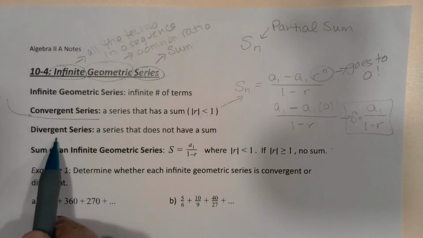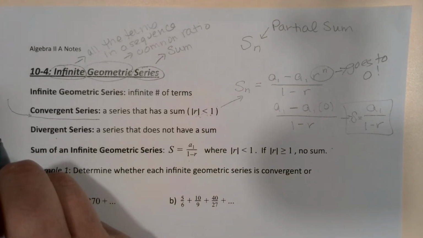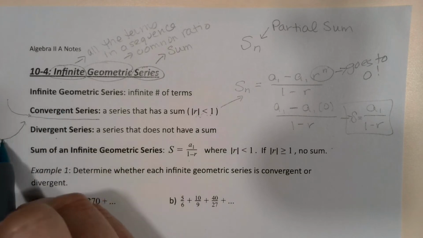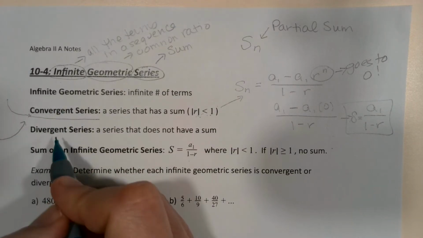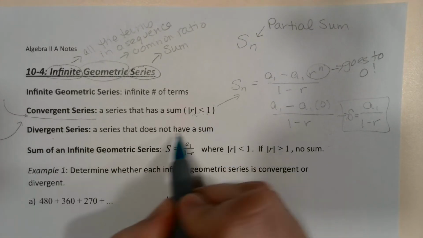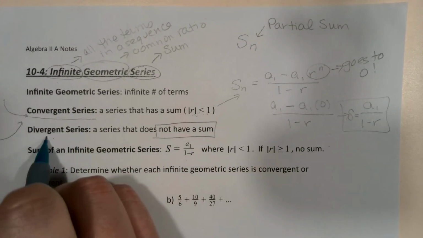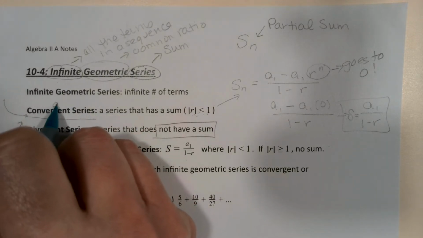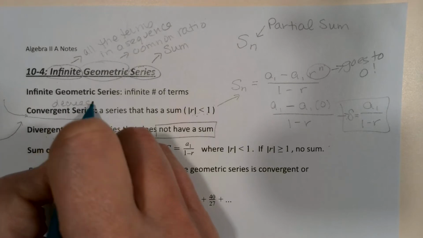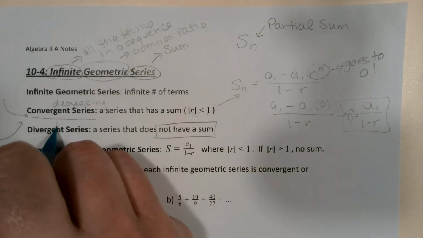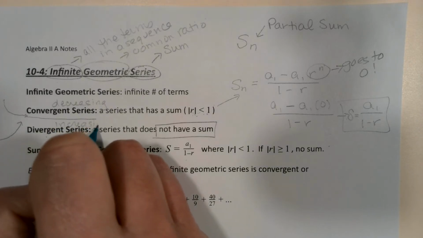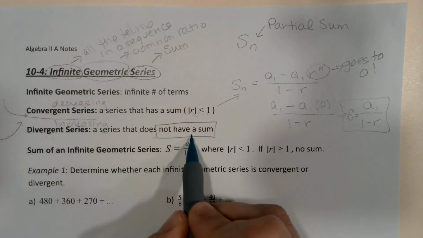When it's divergent, we start with small numbers and they grow infinitely. As we go on through the sum, we add numbers that are bigger and bigger, so this has no sum. Convergent series are decreasing because they have a fraction rate. Divergent series are increasing, and we cannot define a sum for a divergent series.